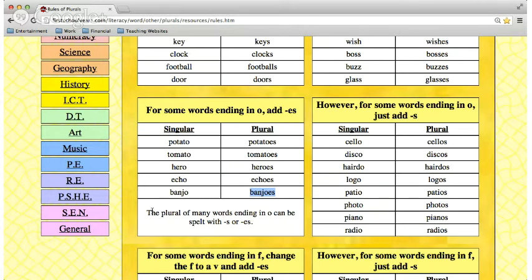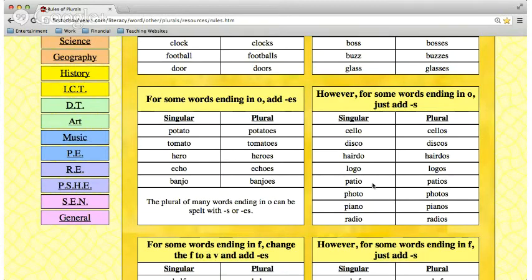All right, so the plural of many words ending in O can be spelled with an S or ES. This is correct. You may see some words like these here where they only add the S and they do not have the ES there. Amparo, let me have you read through this next chart here over on the right. Words ending with an O and adding only an S. Cello, cellos, disco, discos, lobo, lobos, patio, patios, photo, photos, piano, pianos, and radio, radios.